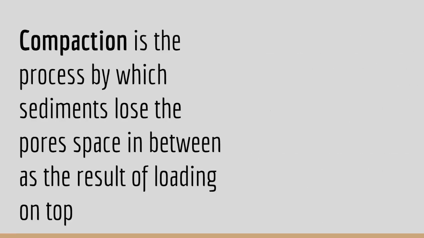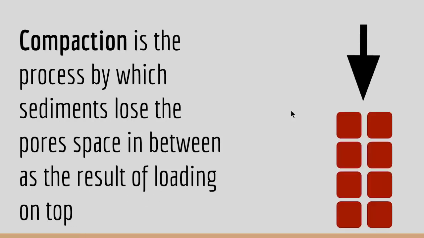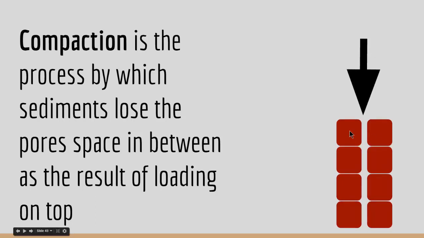The other type of lithification that we have is compaction. Compaction is the process by which sediments lose the porous space in between as the result of loading on top. So imagine these are the grains that you have and they are being compacted. What happens is due to load on top, the porous space between the grains gets decreased and therefore compaction happens.